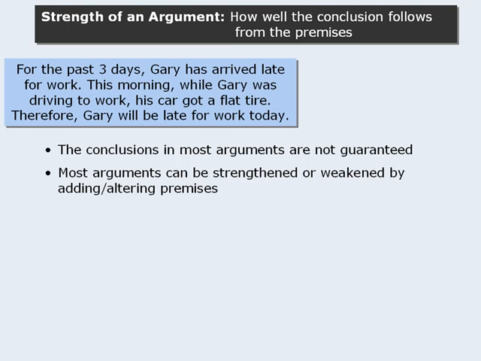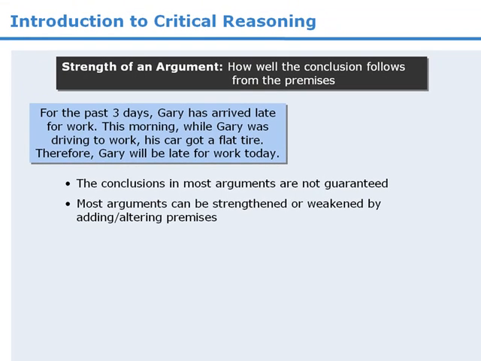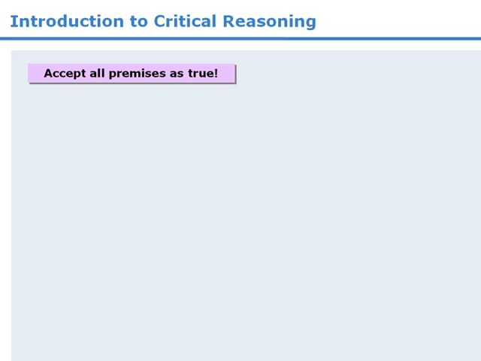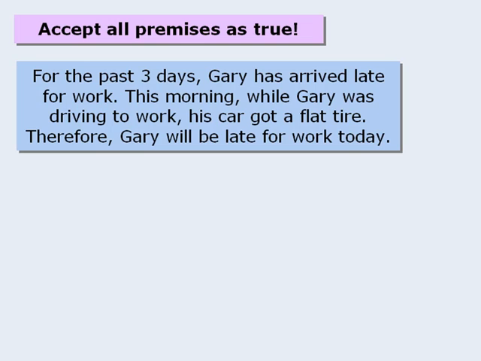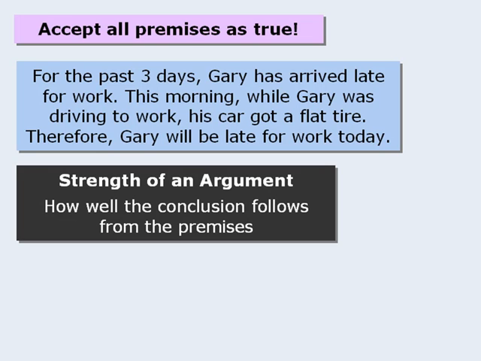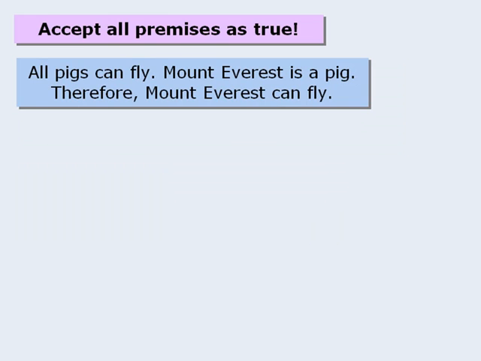Now, whenever we need to determine the strength of an argument on the GMAT, it's important to note that we must always accept the premises as true. So when determining the strength of the original argument involving Gary, we cannot question the truth of the given premises. For example, we cannot say that this argument is weak because Gary did not get a flat tire, or that Gary was not late for work for the past 3 days. These premises must be accepted as true. So when gauging the strength of any argument, we must examine only the degree to which the conclusion follows from the premises. Now consider this argument, for example.